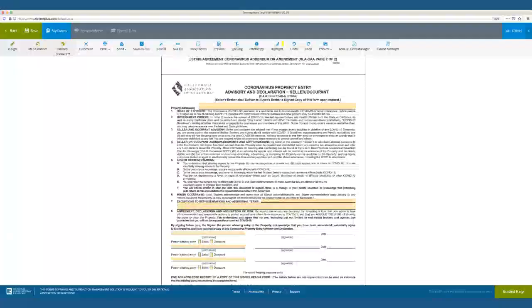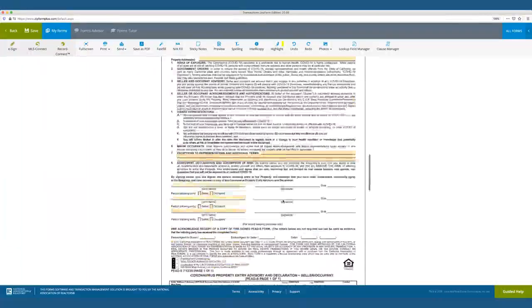So minor occupants, the seller or the tenant is making those representations on behalf of the minor occupants. Exceptions to the representations and additional terms. Exemptions are such as, say your seller is a doctor, say your seller is a nurse in ICU. That person is exposed to people with this disease, so that should be disclosed.